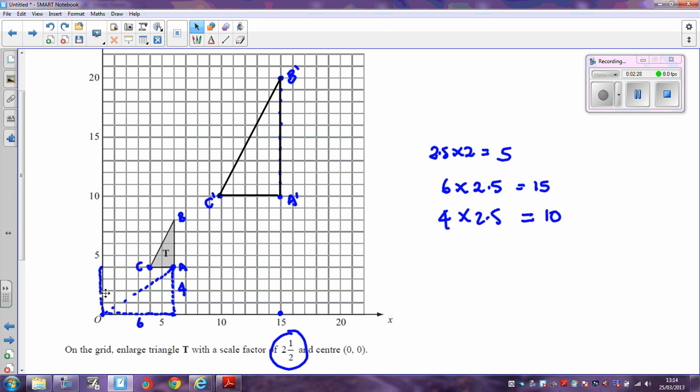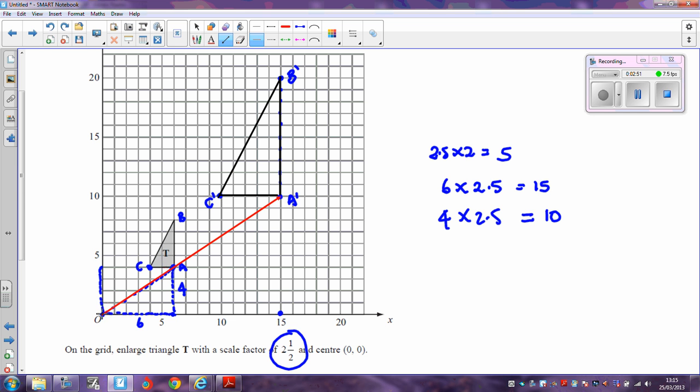An alternative way of doing that is to choose one of the corners. So let's say I choose corner A. You have to do this very carefully with your ruler, though. You have to get your ruler, and I'm going to do it here. Look at the distance from there to there. Multiply that distance by 2.5, and it will take you to there. And again, then just draw in the rest of the triangle.